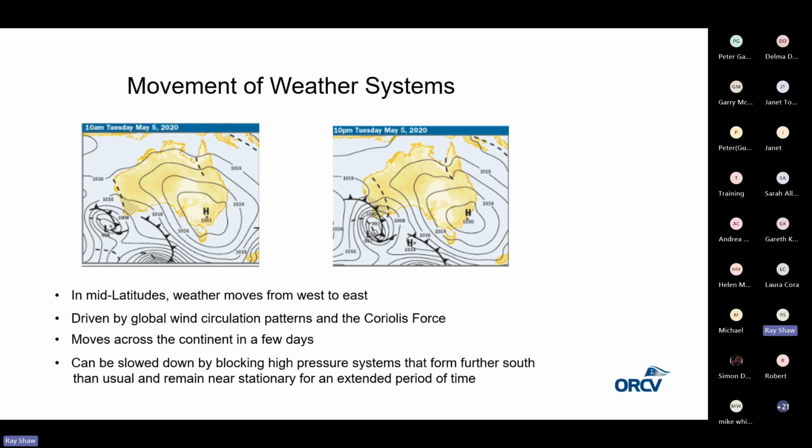And so the weather moves across from the west coast to the east coast in a few days, and that's the general trend. However, every now and then you can get high pressure systems that tend to form a little bit south of the continent, and they can sit there and be very stationary, and they can block the movement of the pressure systems across the continent. So you get these blocking highs from time to time, and they can cause the weather system to stall somewhat. But generally, the weather moves west to east over a few days, and you can see that if you watch the maps from the Bureau.